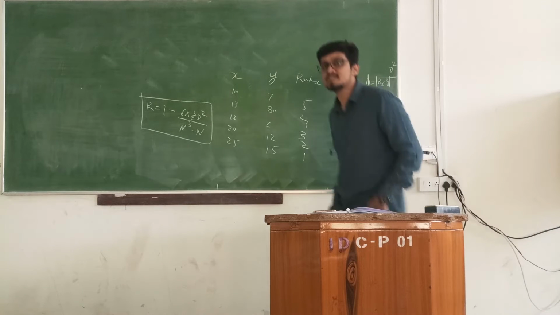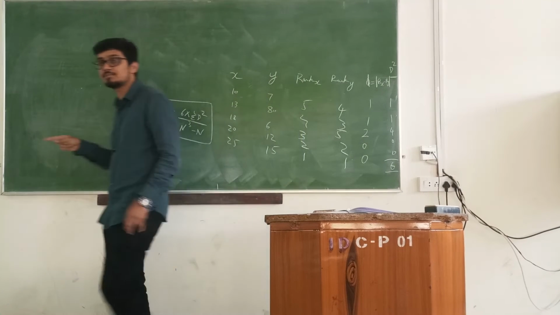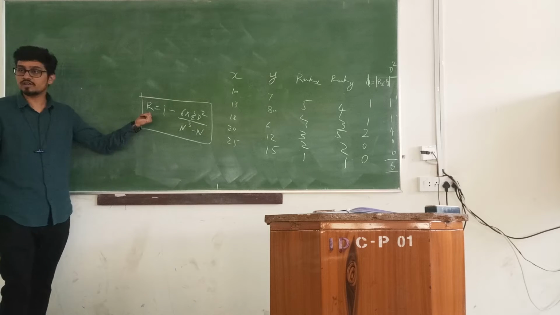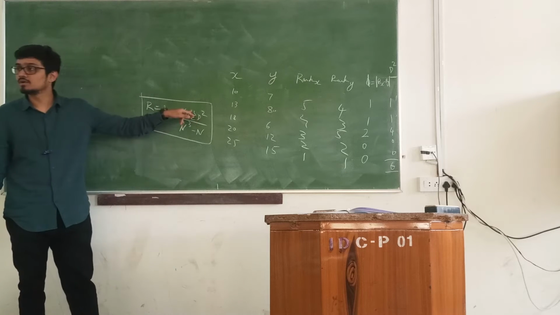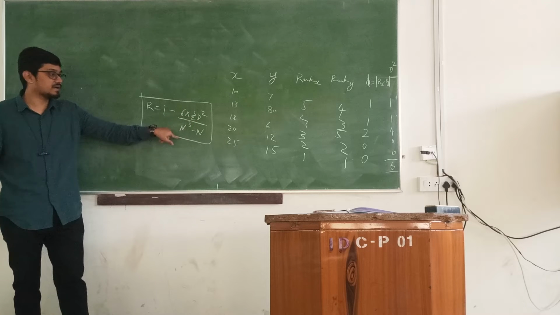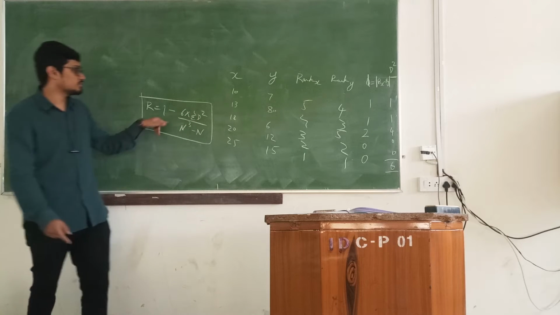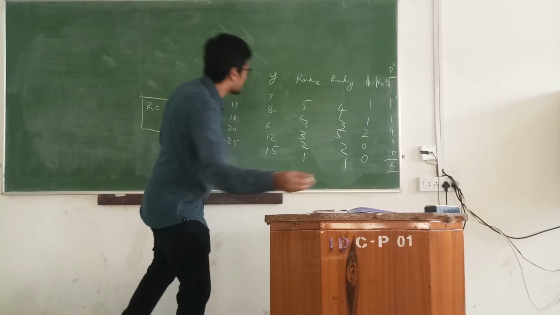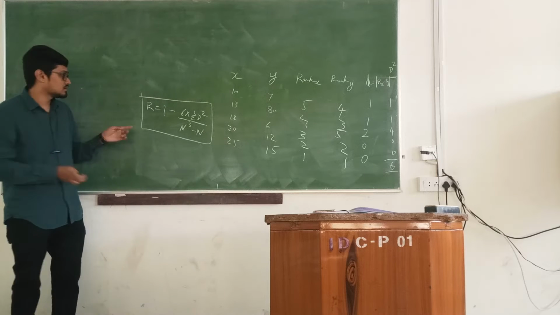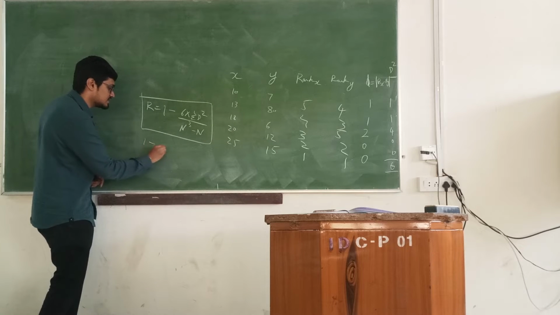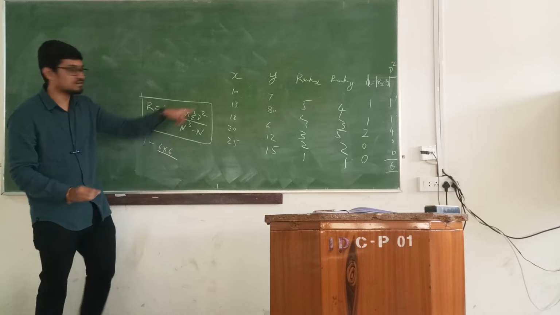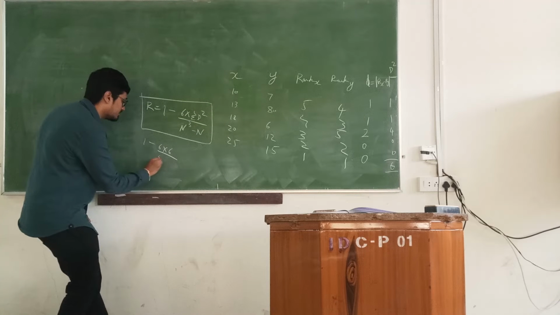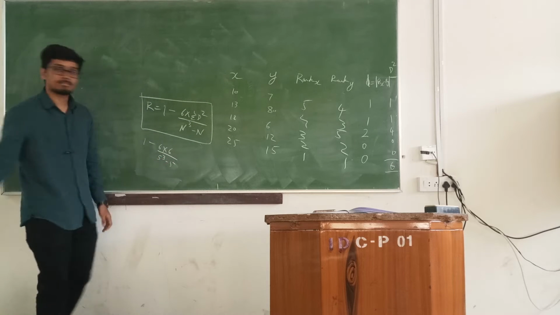So I told you, Karl Pearson's correlation will be denoted always with small r, and Spearman's will be denoted with capital R. This is the formula: 1 minus 6 into summation d square by n cube minus n. So with this formula, calculate capital R for this data. 1 minus 6 into 6, 36, divided by, what is n here? 1, 2, 3, 4, 5. 5 cube minus 5.